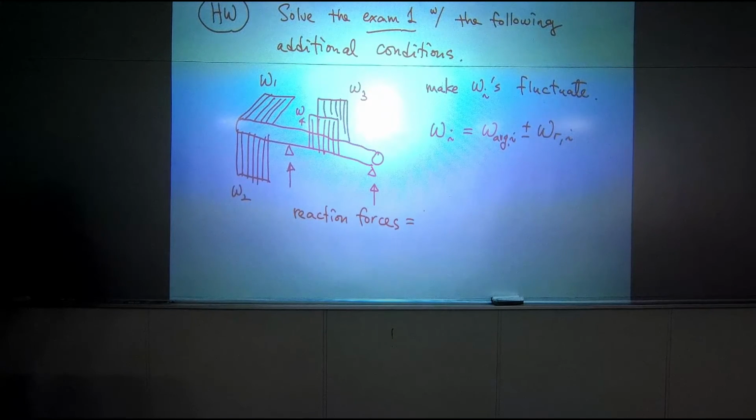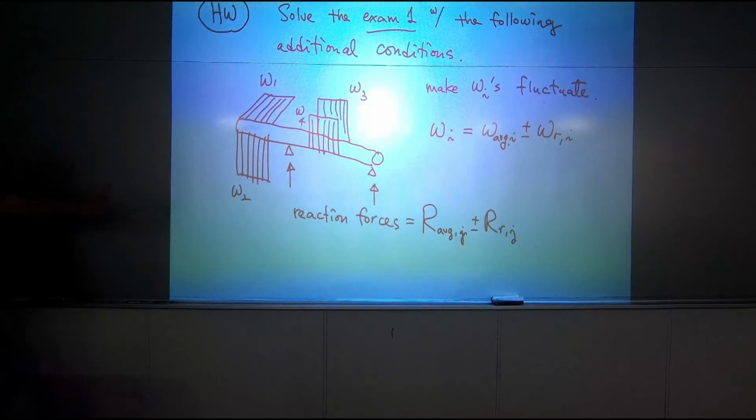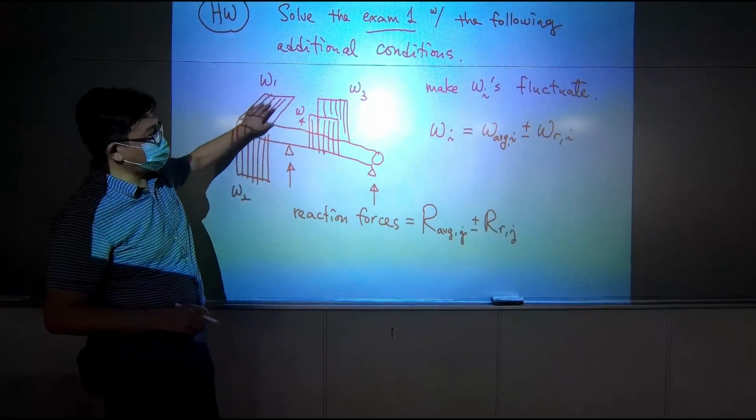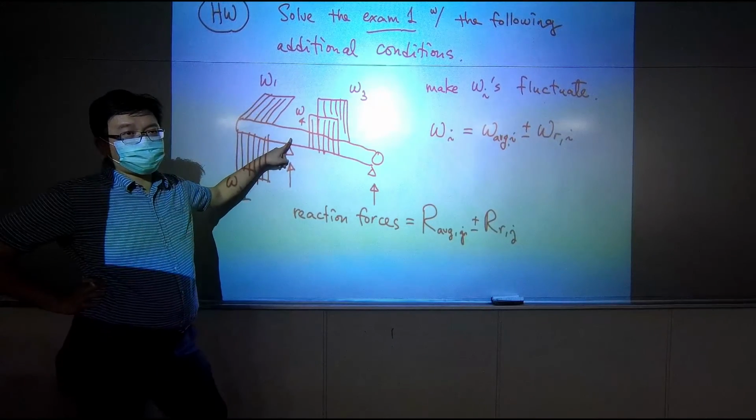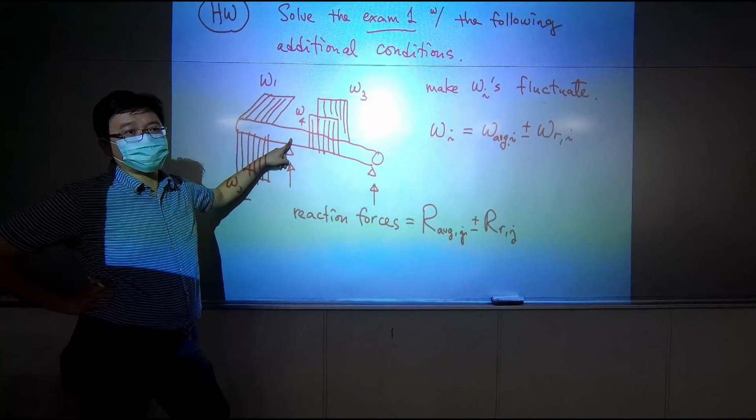Will also have average, maybe a different index, and also range. We have 4 reaction forces. Because they fluctuate, then your reaction forces fluctuate as well.